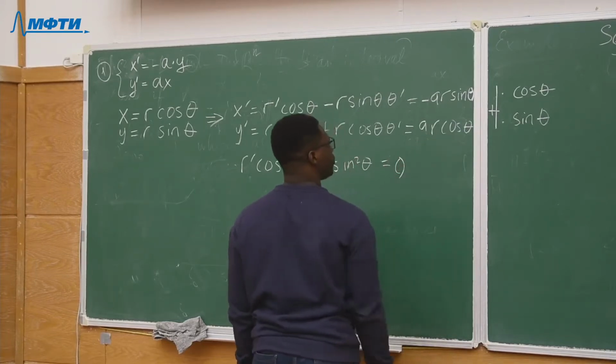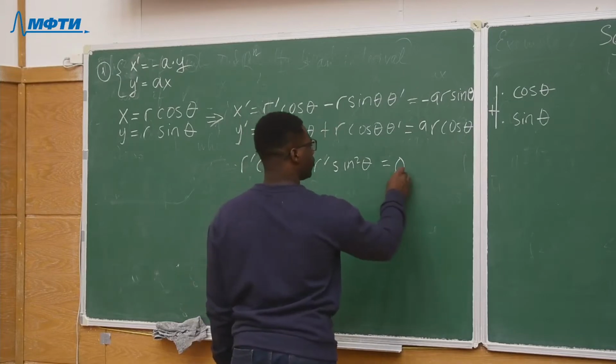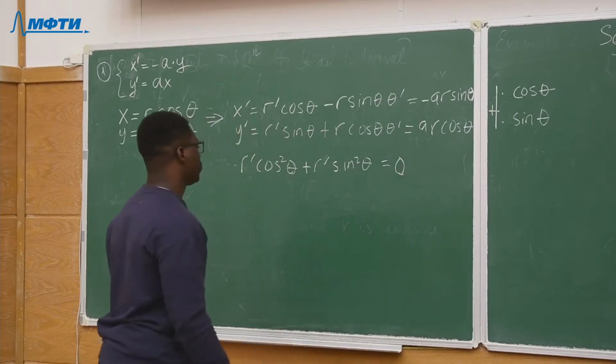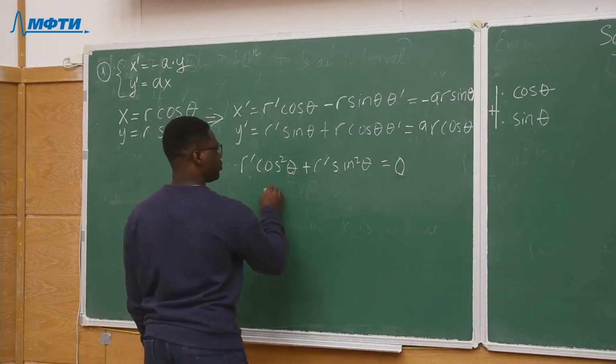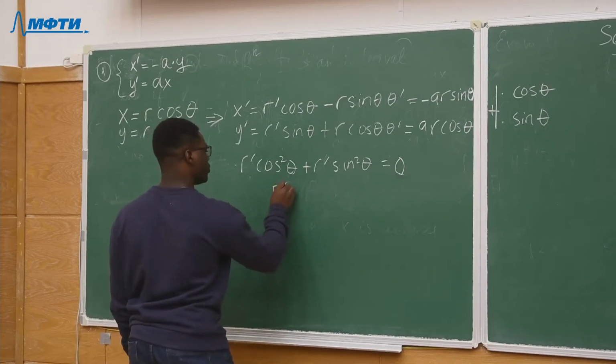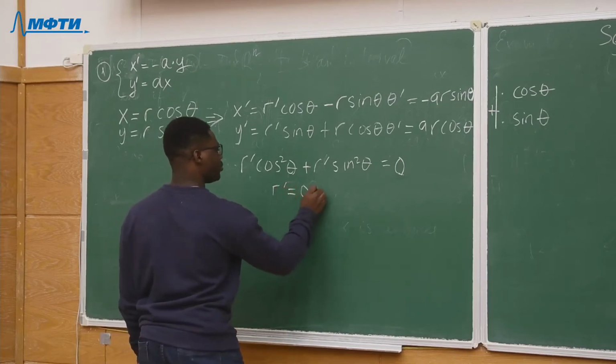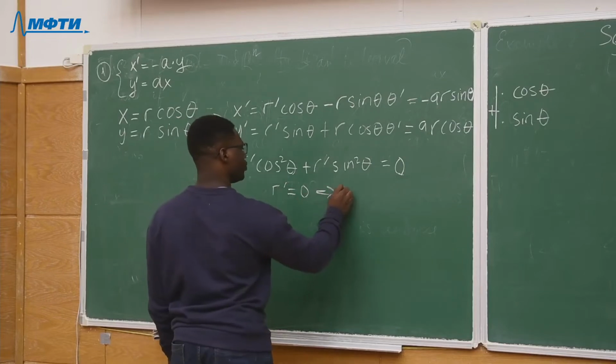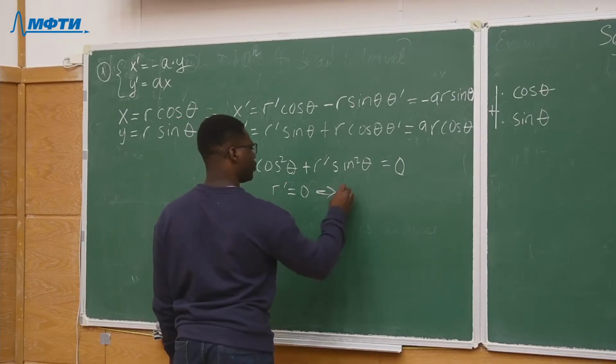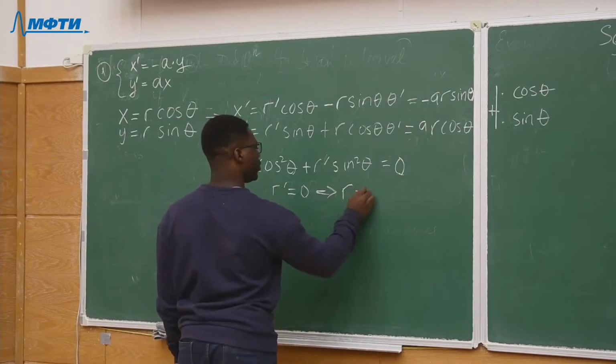So why are we eliminating r prime first? Can we also eliminate theta prime first? Yeah, of course, yes. So it doesn't matter. The order doesn't matter. We can eliminate r prime first or theta prime first.